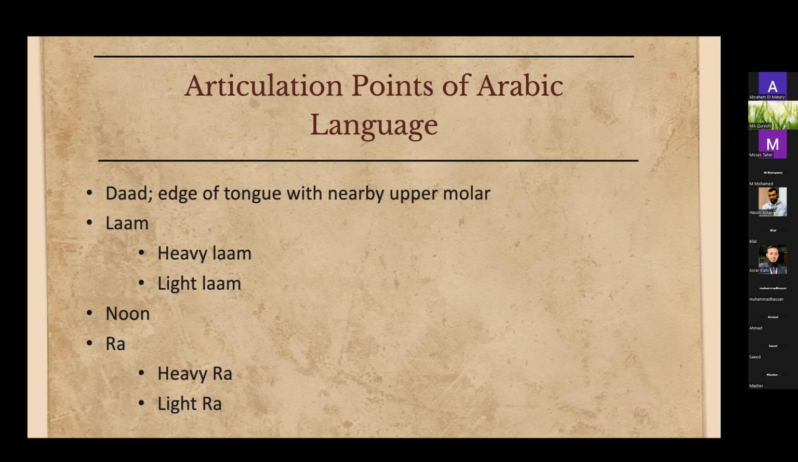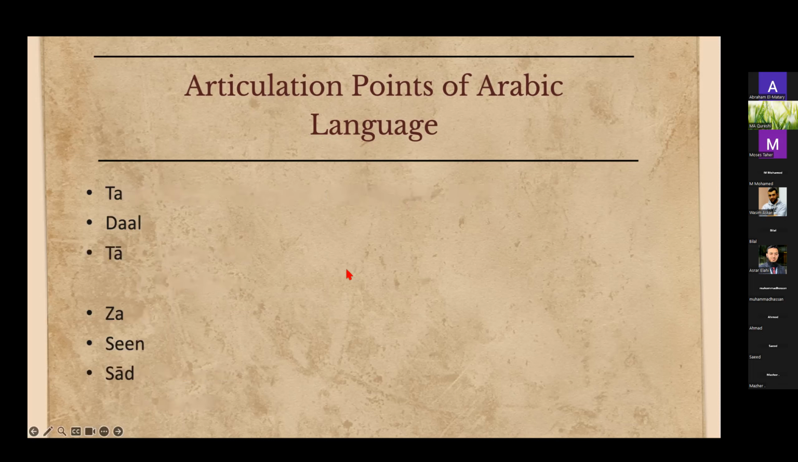So next is the articulation point of sad, sin, and za: the end of the tip of the tongue with the bottom of the inner surface of the lower incisors. The sound is emitted over them, passing between the lower and upper incisors. In Arabic, you hear these labelled as the whistling letters. If you ever hear me saying huruf al-safir, or the whistling letters in English, you know it's the sad, sin, and zay. So that's what we talk about.